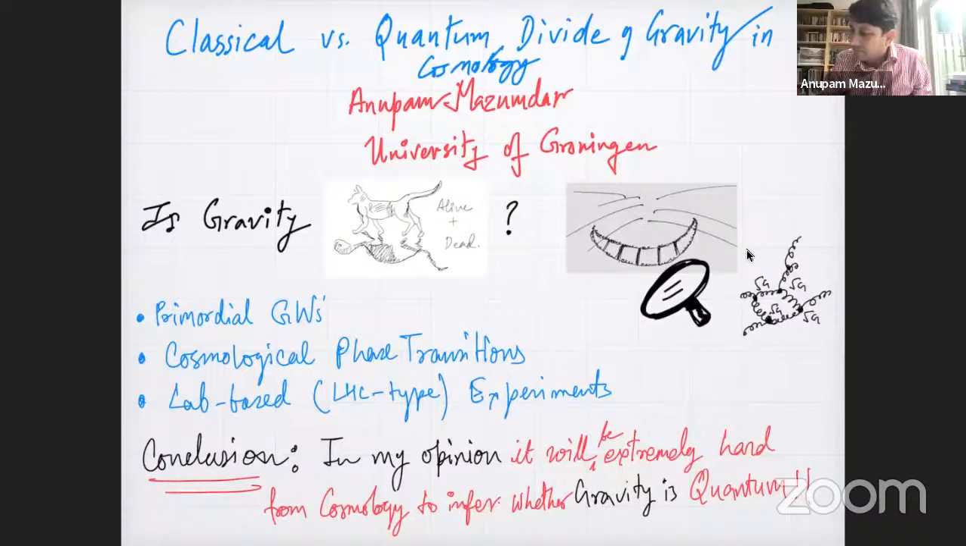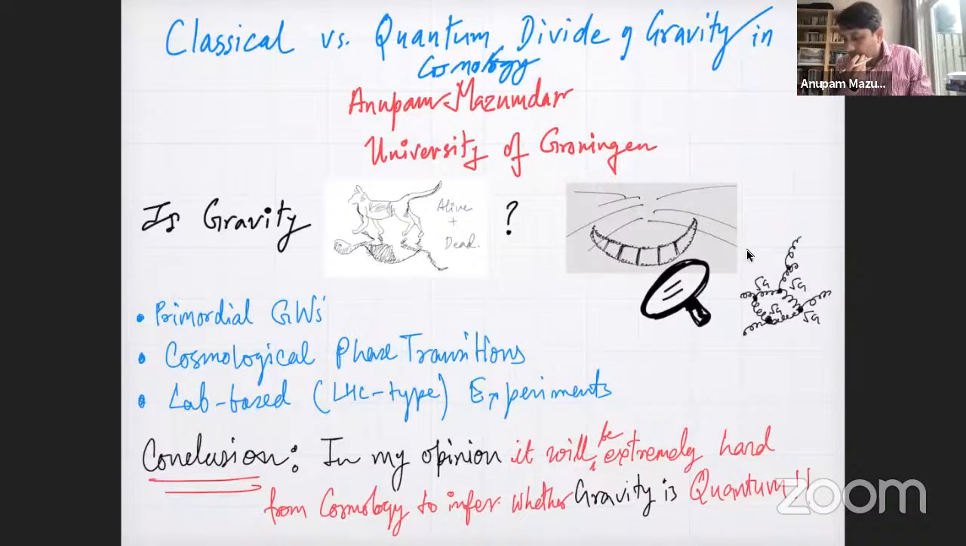So I'll talk about classical versus quantum divide of gravity in cosmology. My talk will be slightly different from the rest of the speakers, in the sense that I will discuss only a model independent issue, but in a model dependent way. It's completely model independent, with a very simple coupling, which is a universal coupling, which is gravity.